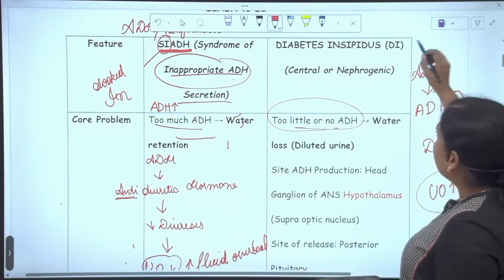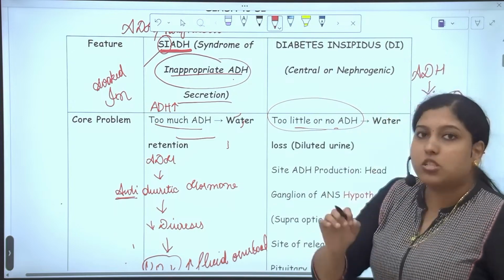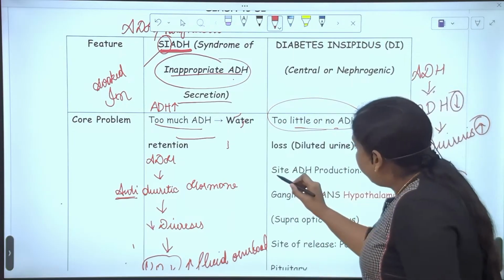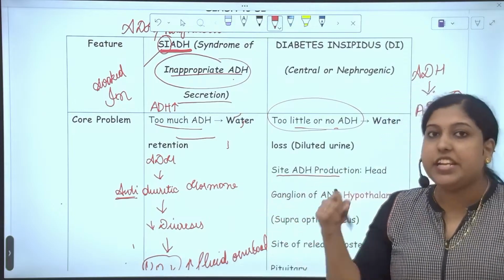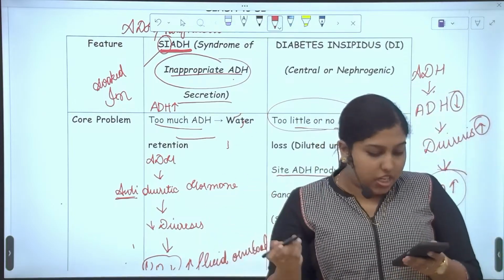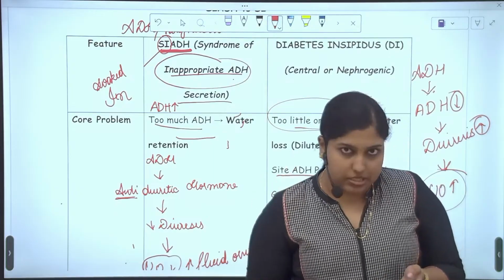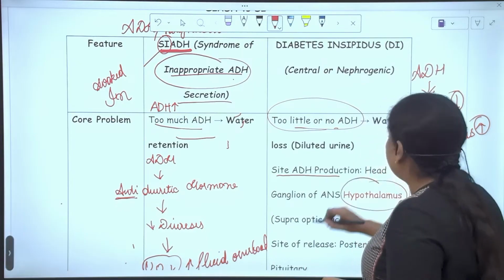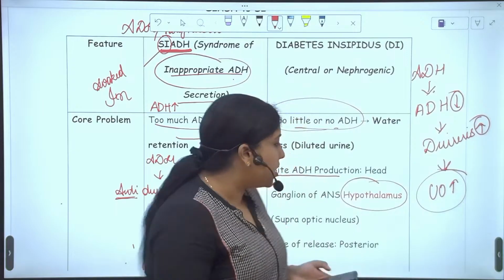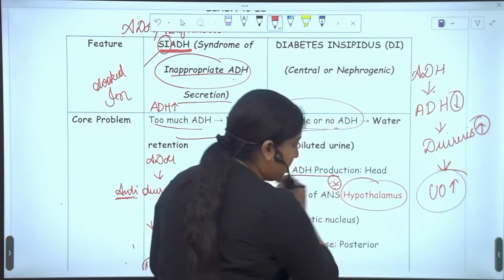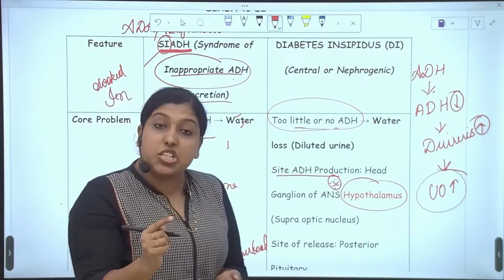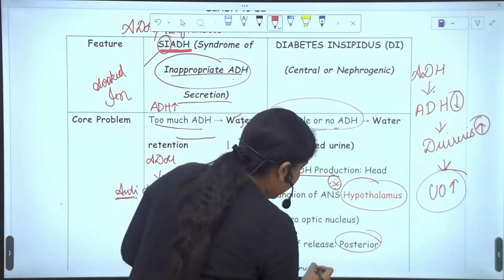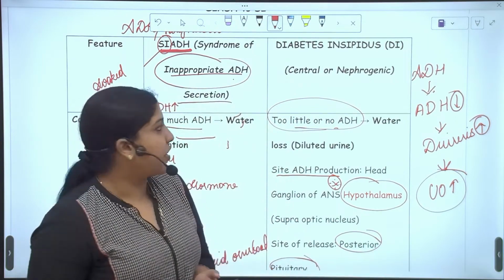An additional point you people have to remember, the most important clinical and MCQ key point, is where ADH is produced or synthesized. Now tell me, where is ADH produced? ADH is produced in your hypothalamus, which is very, very important to note. ADH is produced in your hypothalamus, whereas ADH is released in your posterior pituitary, right?